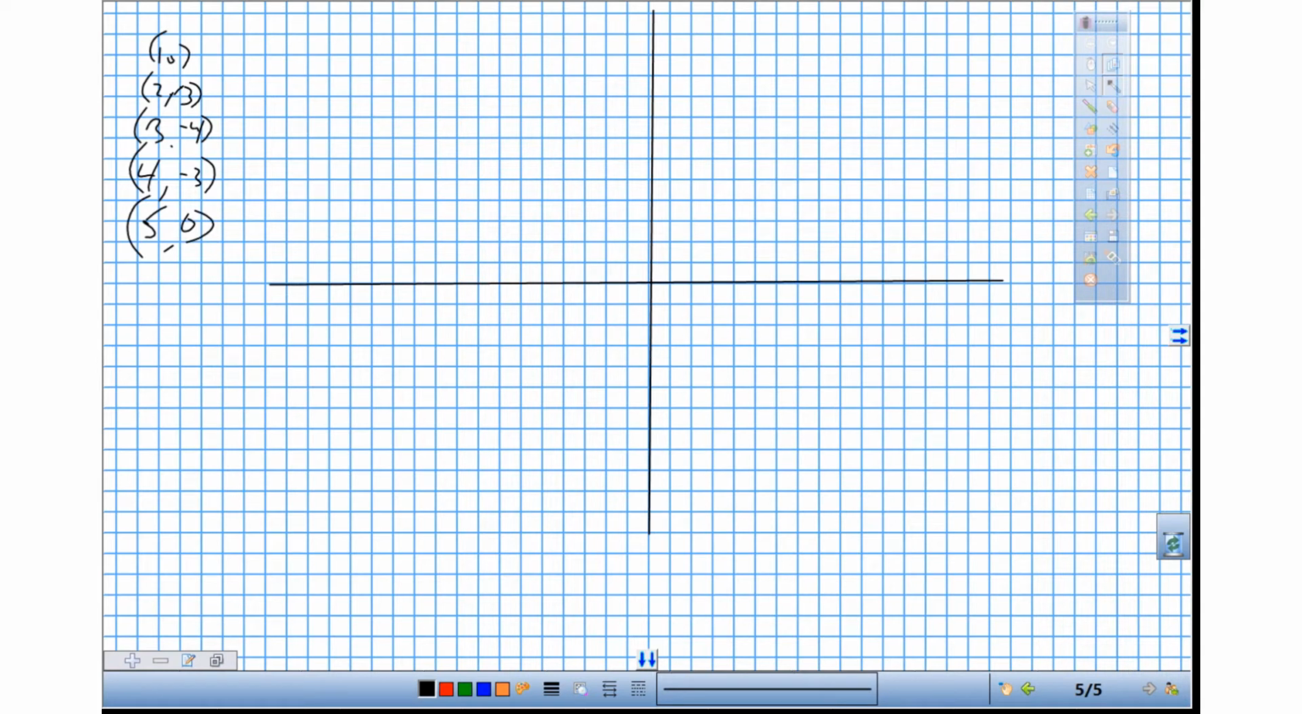Now we can graph all those, right? So we can go ahead and plot them. So let's start with 1, 0. We have 2, -3, 3, -4, 4, -3, and 5, 0. And notice you have this symmetrical graph because we've centered everything around the vertex. Now we have to identify some parts of this graph. So what we have is a vertex, which we should know already is 3, -4, and that came from our table.